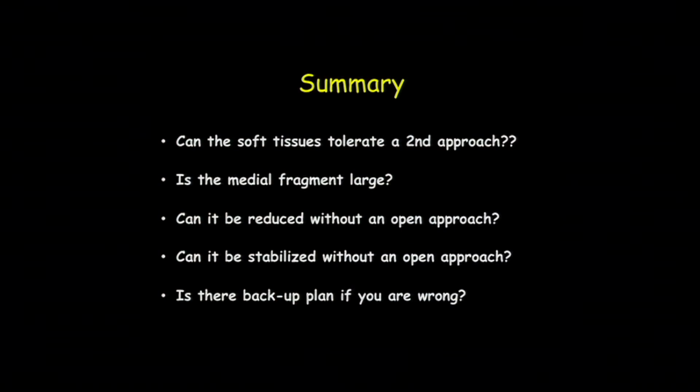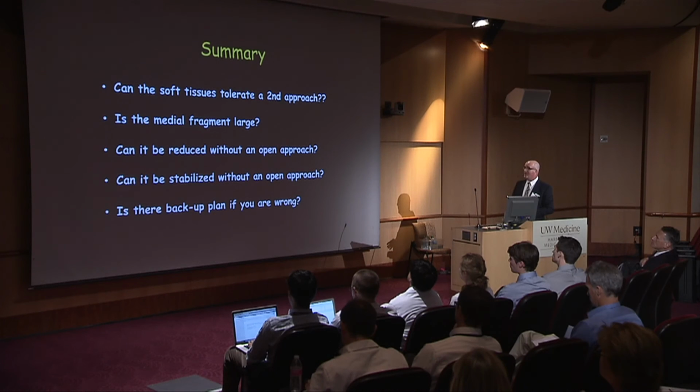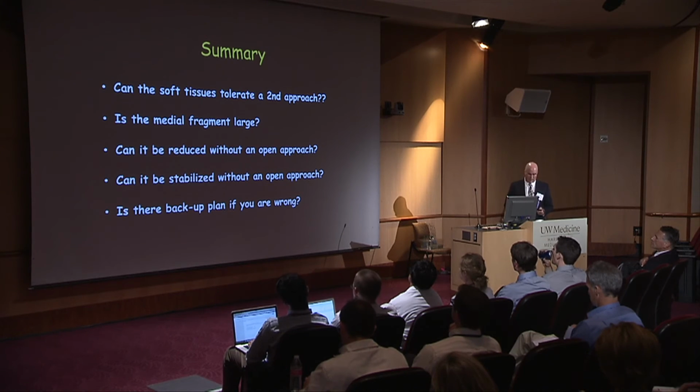In summary, when we're thinking about what we're going to do for these, we should think, can the soft tissues tolerate a second approach? Well, if you've done your delayed fixation, restoring length with external fixation and allowing the soft tissues to recover, many, many times they can. Is the medial fragment large? So is it something that might be able to be stabilized with a locked plate? If not, you probably need a second approach. Can it be reduced without an open approach? Can it be stabilized without an open approach? Sometimes, not so often. And is there a backup plan if you're wrong?